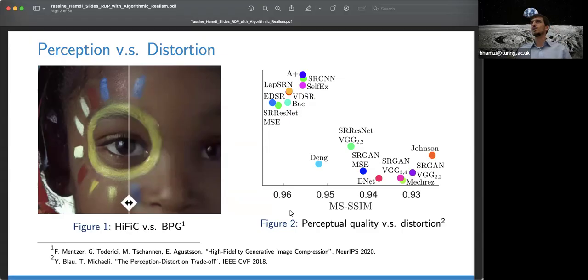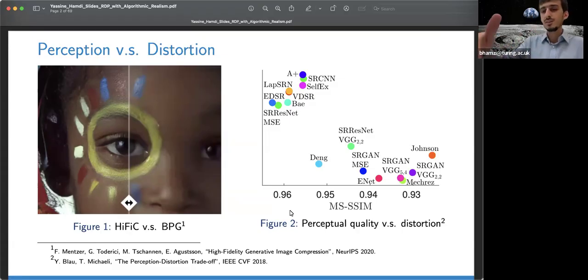Now, of course, there is no free lunch. So if we get amazing visual quality, we have to sacrifice on the distance to the original image, meaning we have to introduce details or colors that were not actually there at the beginning.